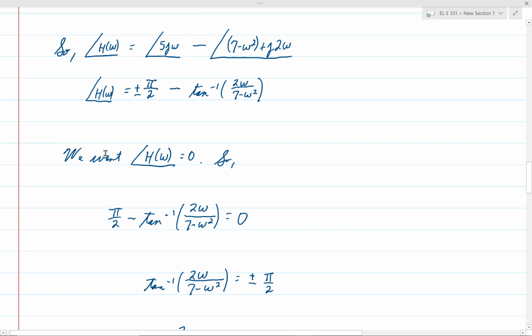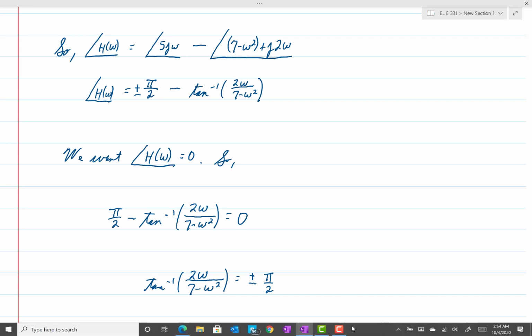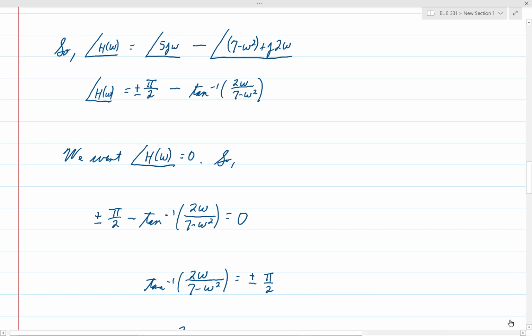So that's what we do. Oops, I dropped the plus or minus there, so let me pause for just a moment to put that plus or minus there. Okay, now the plus or minus is where it should be. So we have plus or minus pi over 2 minus the inverse tangent of 2 omega over 7 minus omega squared is equal to 0.